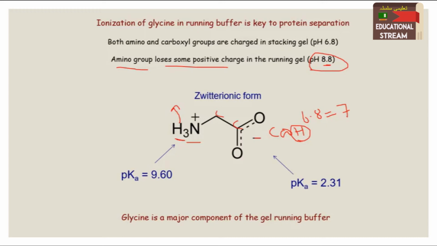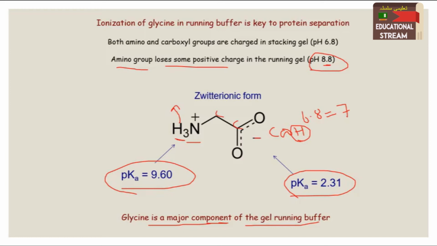As you can see here, this is the acidic pKa value and this is the basic pKa value. So glycine plays a major role. It is a major component of the gel running buffer. What are the pK values? These are the pH at which the charge changes, or we can say that the pKa shows a relationship with the pH value.